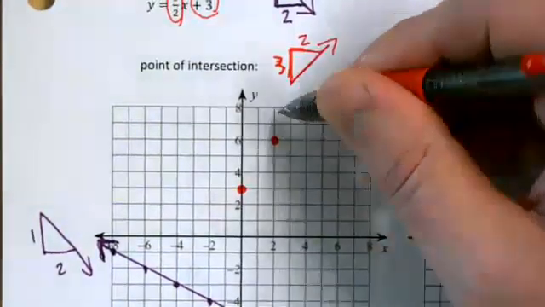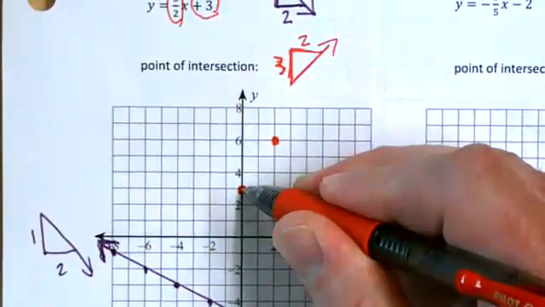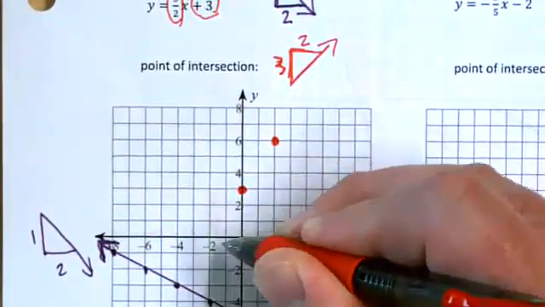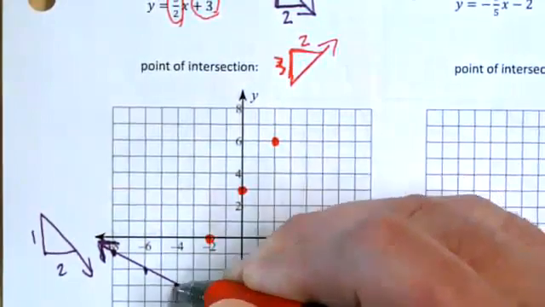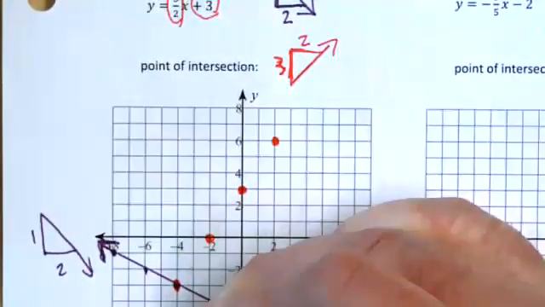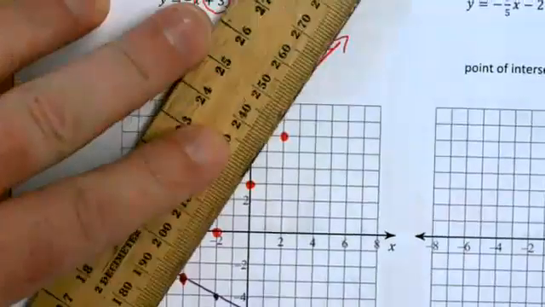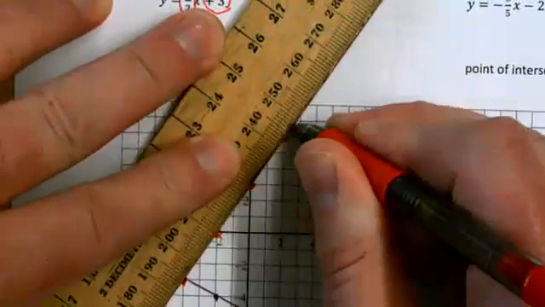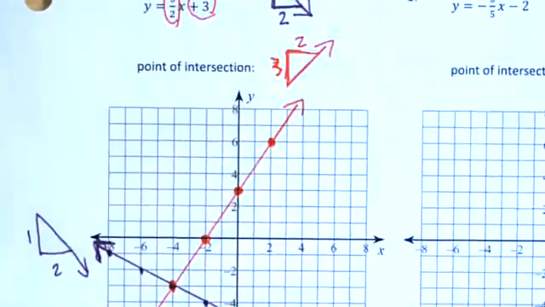Oh, that's going to get me off my graph. So that's as far as I can go that way. So now I'm going to back it up. I'll go down 3 and over 2. 1, 2, 3, 1, 2. Again, 1, 2, 3, 1, 2. And that's as far as I can go that way. And I will draw my line. Arrowheads on both ends.